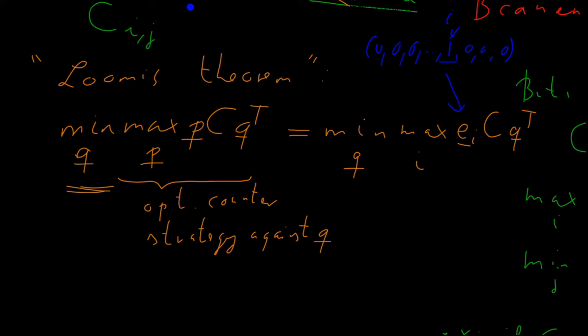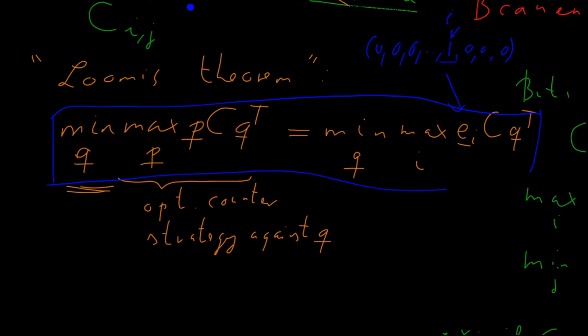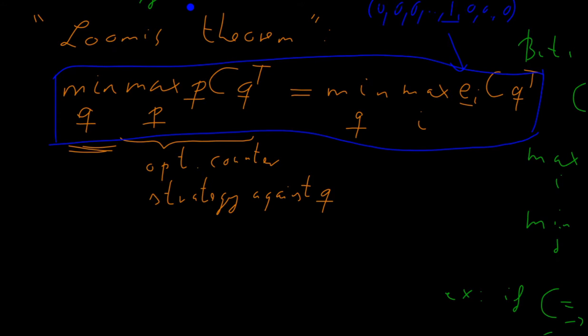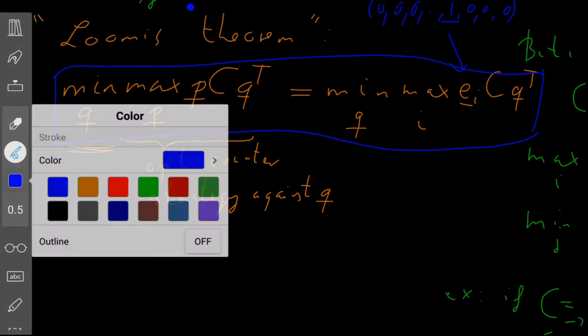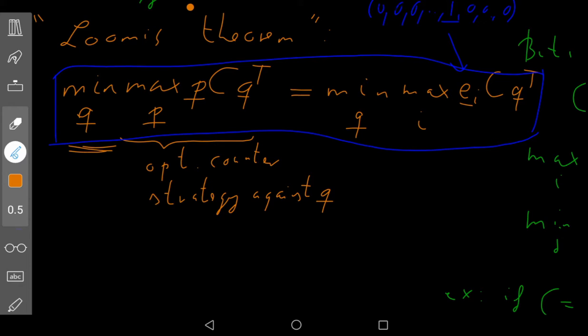So basically this means that for constructing an optimal counter strategy against some fixed, possibly mixed strategy of the other player, it's enough just to think about the pure strategies. This will be important when we get to the application for online algorithms.